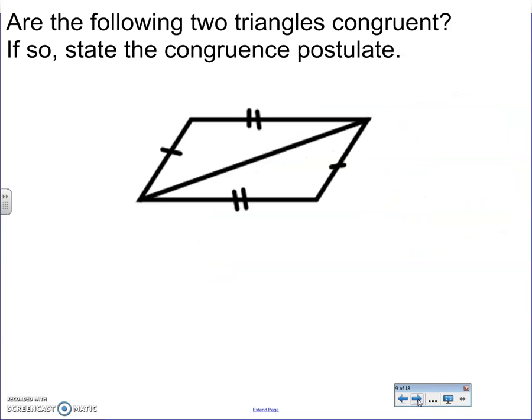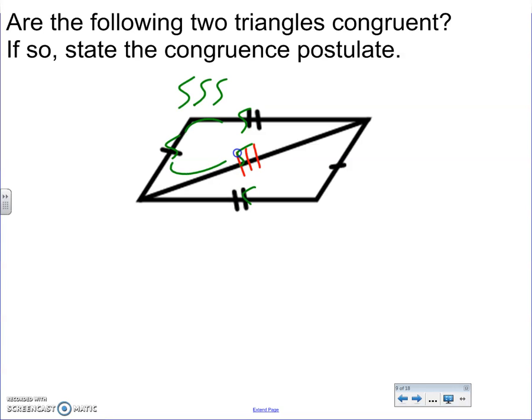Here's the next one. Are the following two triangles congruent? If so, state the congruence postulate. All right, well, first, are they touching? Answer is yes. Is there a hidden given? Yes. The middle side, the reflexive side. For the top triangle, there's 3 S marks. However you connect it, doesn't matter. This is triple S.